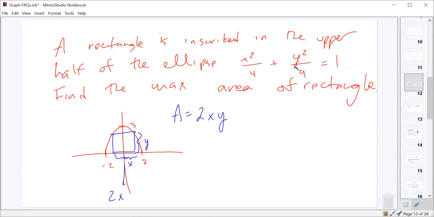And so then we'll go over here and we will figure out what y is in terms of x. So we've got x squared, or we could figure out what x is in terms of y. It doesn't really matter. We're going to have 1 minus x squared over 4 equals y squared over 9 if we subtract the x squared over 4. We can multiply by 9, so we'll have 9 minus 9x squared over 4. And then we're going to square root. So we end up with y equals the square root of 9 minus 9x squared over 4. Good with that? People in the Zoom, are you good with that?